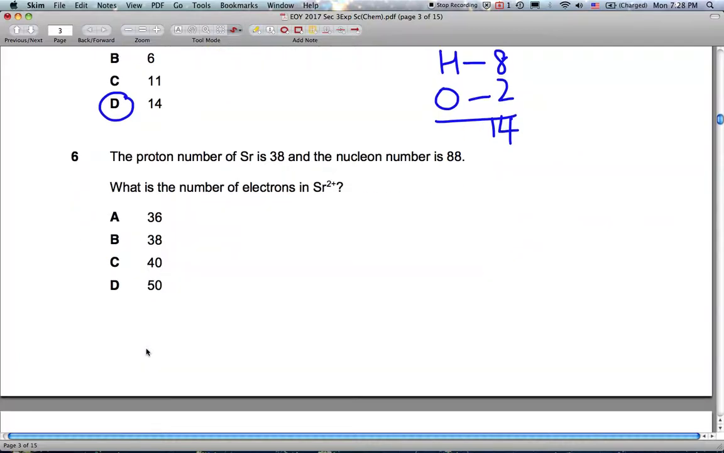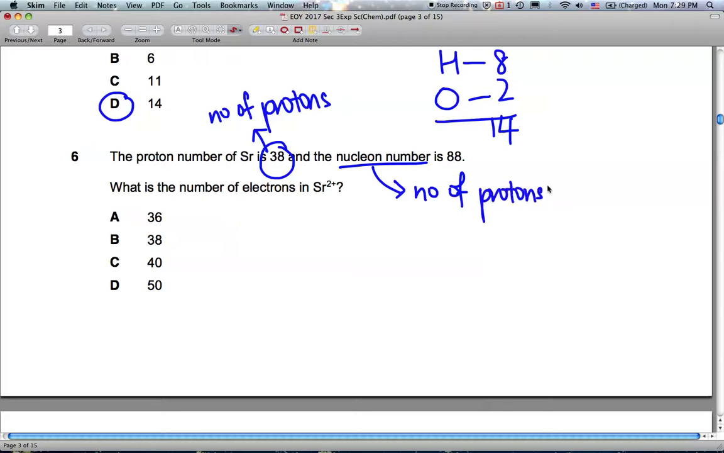Next question, the proton number of strontium is 38 and the nucleon number is 88. Okay, so we are already given the proton and nucleon number. Just to recap, the proton number is the number of protons, and the nucleon number is the number of protons plus neutrons. Okay, so how about the number of electrons?